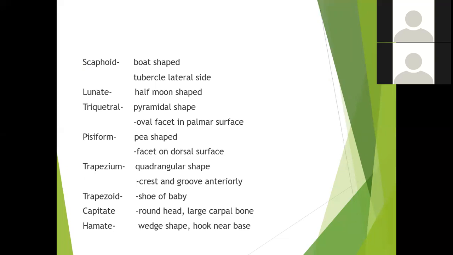Next one is lunate. Luna means moon, isn't it? So the lunate seems to be half-moon shaped. Triquetral is pyramidal in shape. The name says it has 3 sides.